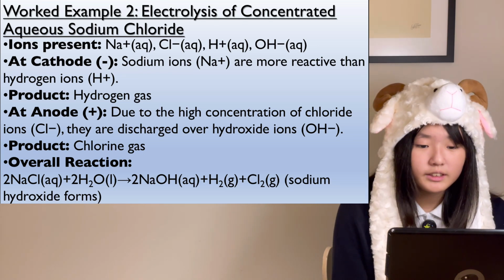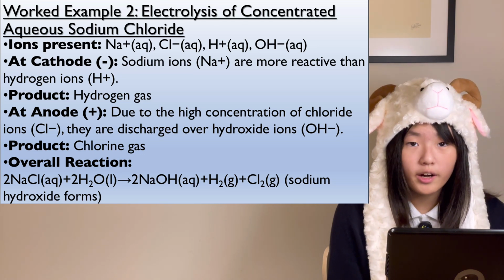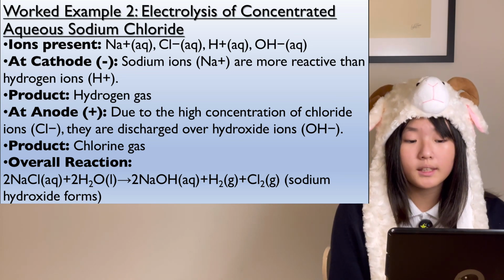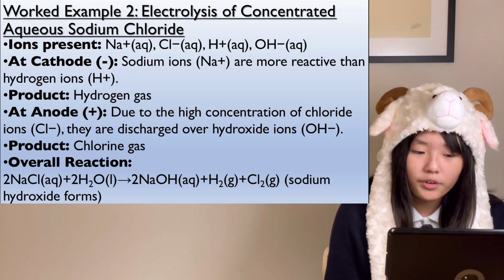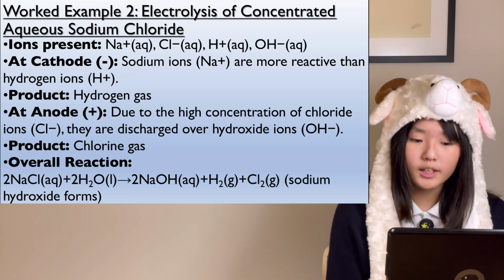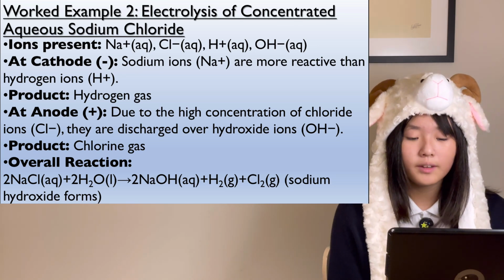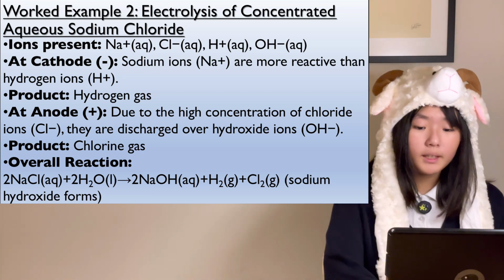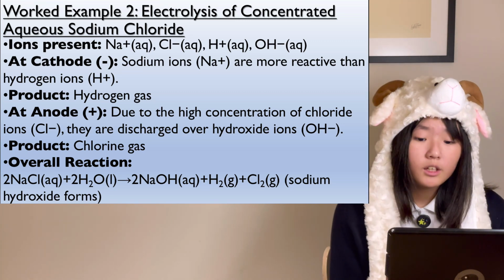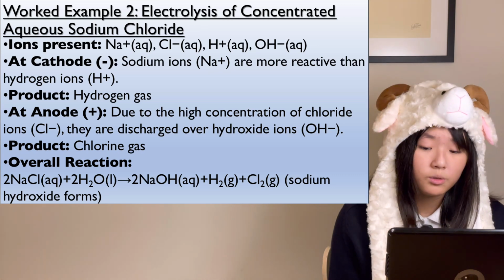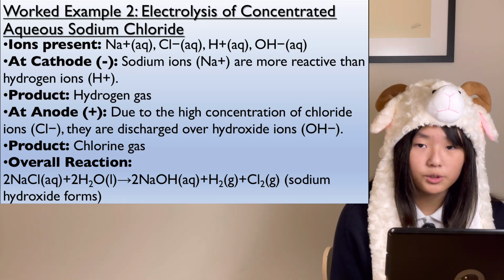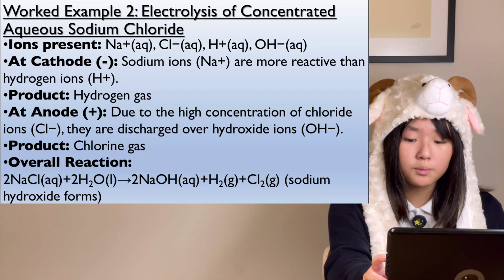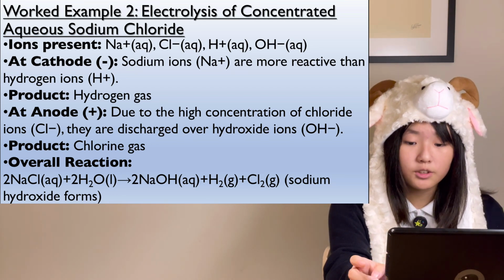At the anode, due to the high concentration of chloride ions, Cl-, they are discharged over hydroxide ions, OH-. The product is chlorine gas. The overall reaction is 2NaCl (aq) + 2H2O (l) becomes 2NaOH (aq) + H2 (g) + Cl2 (g), which means that sodium hydroxide forms as well as hydrogen gas and chlorine gas.